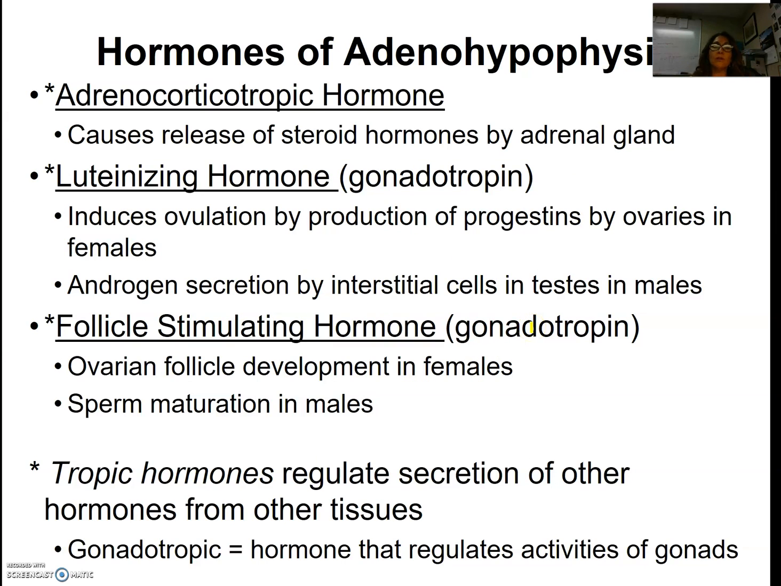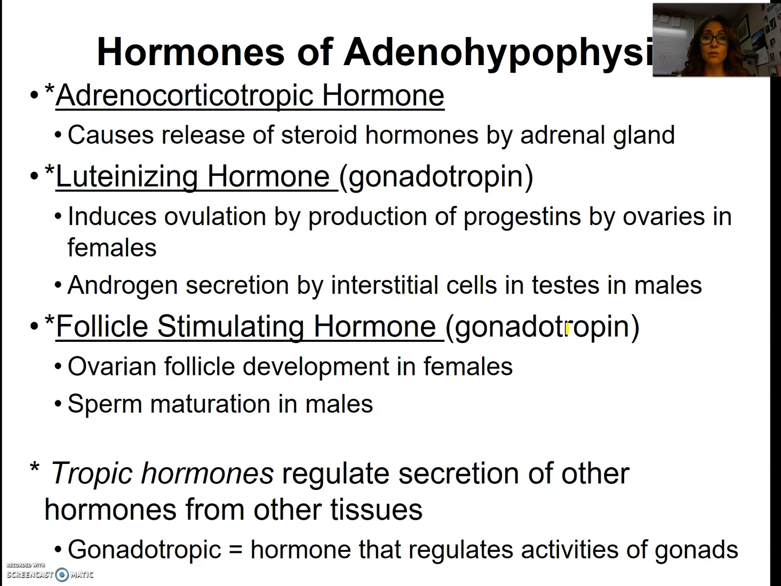So, what hormones are in the adenohypophysis? What part is that, guys? Anterior or posterior? Figure that out real quick. We have adrenocorticotropic hormone. This is what is going to cause the adrenals to start secreting its products in response to something that happens to threaten homeostasis. Luteinizing hormone, which is also called gonadotropin. This induces ovulation, produces progestin by the ovaries. This kind of starts to trigger reproductive processes in females.